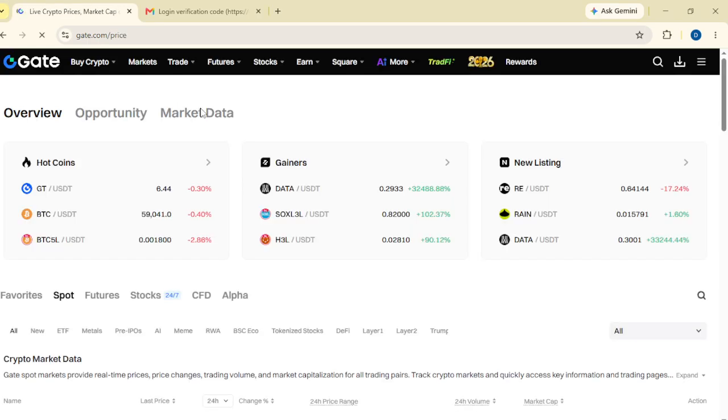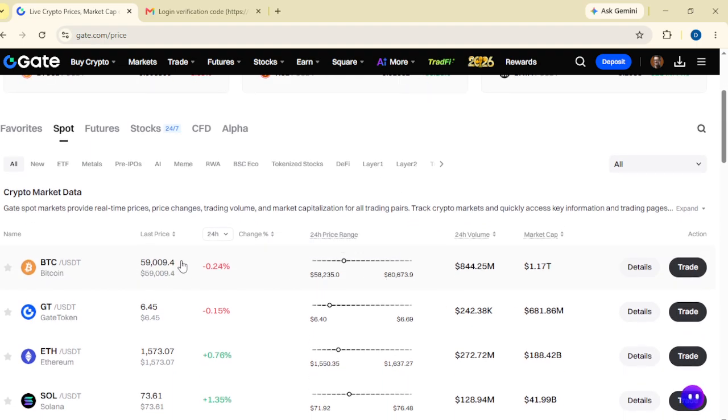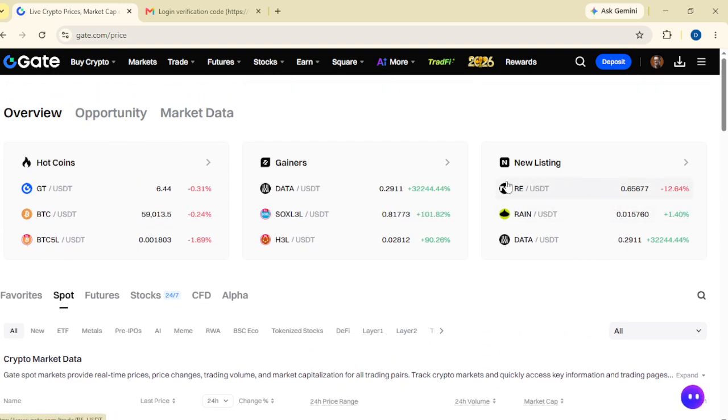This is where Gate displays all of its listed cryptocurrencies and trading pairs. You'll find a wide range of information, including live prices, 24-hour price changes, trading volume, and market activity. Look for categories such as trending or hot coins and tap it.